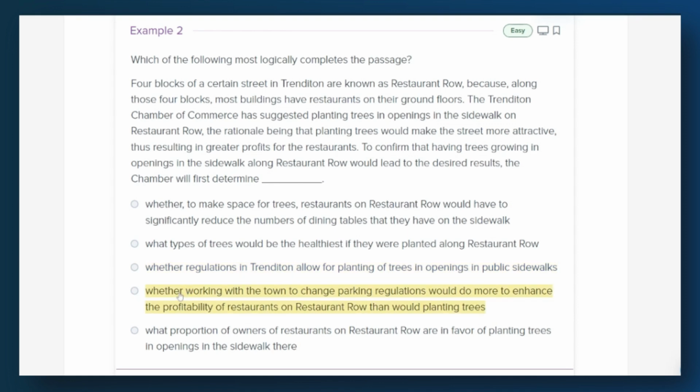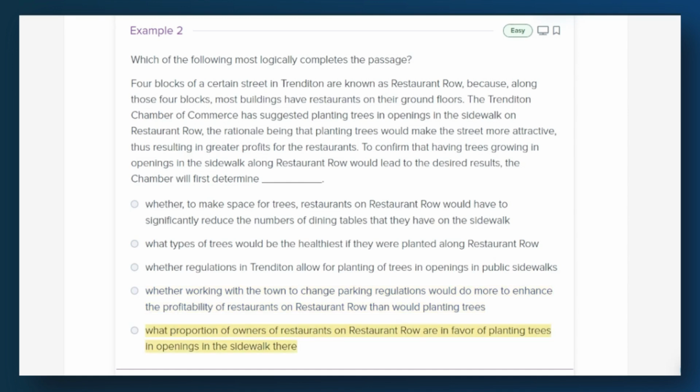D. The chamber will first determine whether working with the town to change parking regulations would do more to enhance the profitability of restaurants on Restaurant Row than would planting trees. This is a classic GMAT trap. It's trying to introduce another plan. The beauty of critical reasoning is in its simplicity, which is what I like to keep in mind in these situations. We're talking about one plan, planting trees in service of one goal, increasing restaurants' profits. This answer is overcomplicating things. We don't need another plan here, so it does not fit into the simple argument.